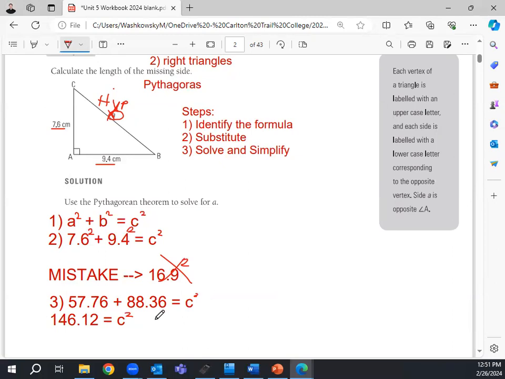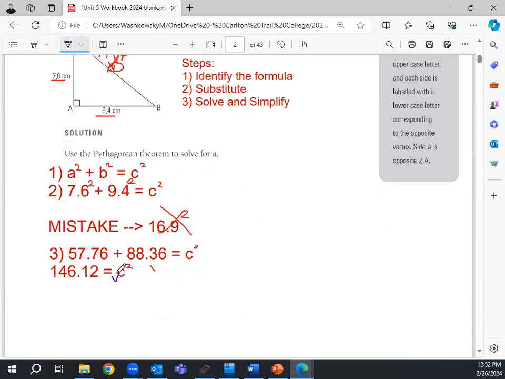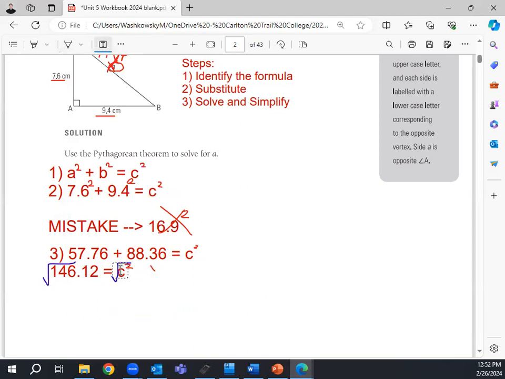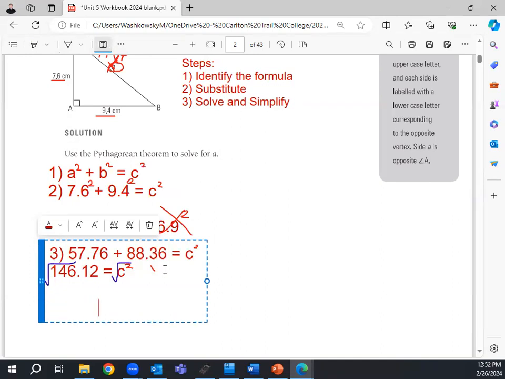Now, we're not done though, because something squared is an area, right? I don't want to know the area of the hypotenuse. I want to know the length of the hypotenuse. I want to know what C is, not what C squared is. So I need to do the opposite thing, which is square root it. If I square root C squared, I'm going to get C, which means I have to do it to both sides. So if I square root both sides, I will end up with C on the one side, which is what I want. That tells me the answer.